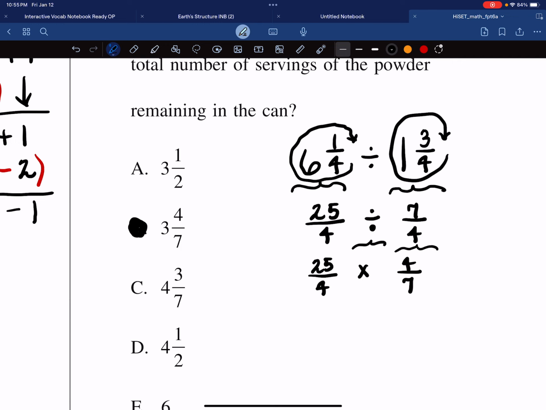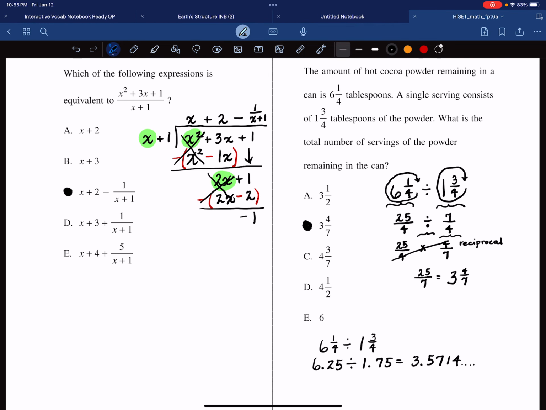So you flip the fraction to get its reciprocal. And then you can cancel those 4's. And you end up with 25 over 7. 7 into 25 is 3 times. That would be 21. So 4 left over, 7 on the bottom, 3 4/7, or a little more than 3.5.